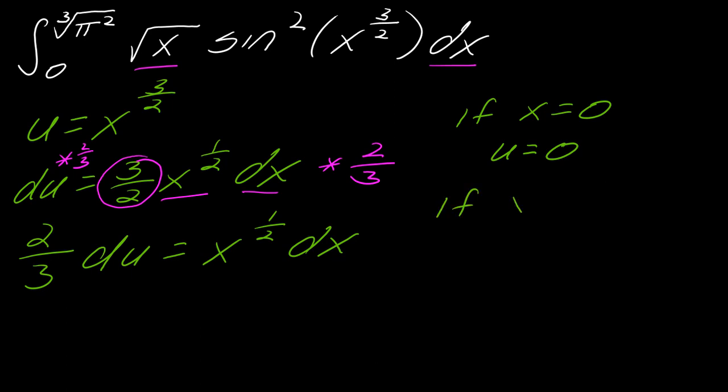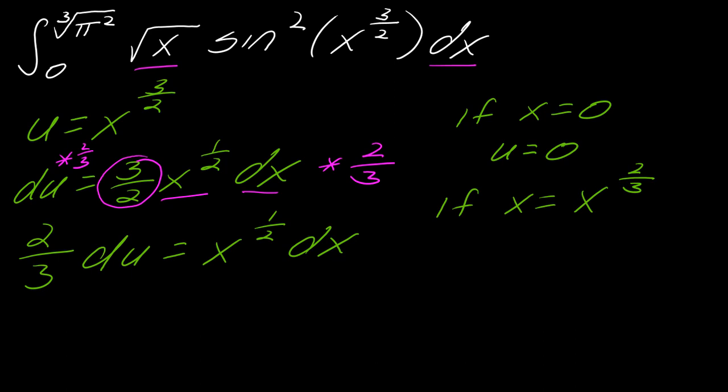And then if x equals this cube root of pi squared, let's first rewrite this with a rational exponent. I think that's going to make our lives easier. The way to write that as a rational exponent would look like this.